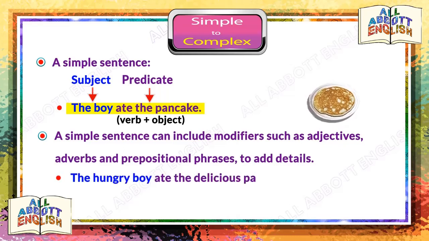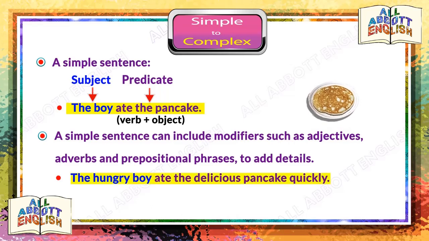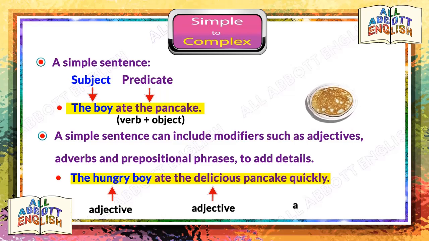The hungry boy ate the delicious pancake quickly. Hungry is an adjective that describes the boy. Delicious is an adjective that describes the pancake. Quickly is an adverb that modifies the verb ate.